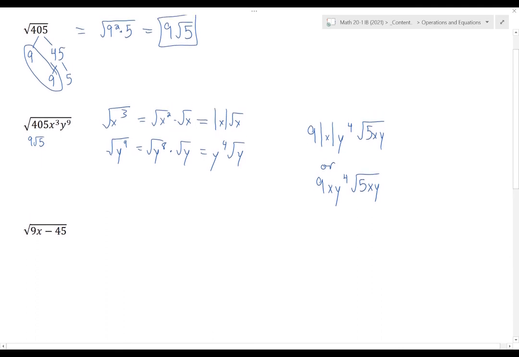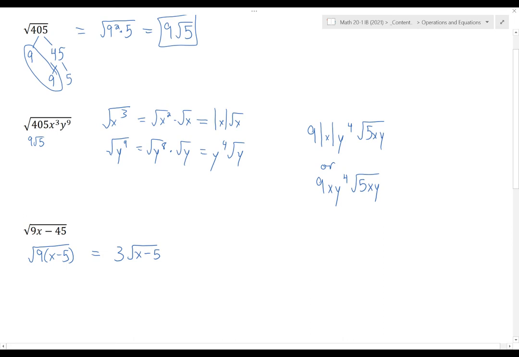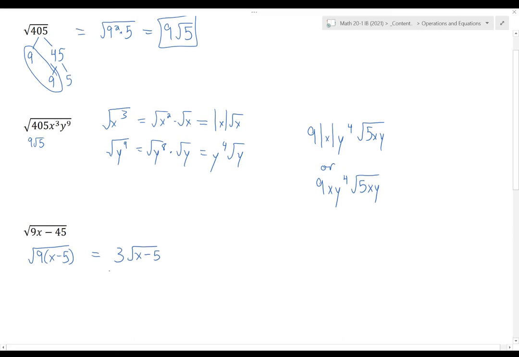So in the situation where we have an addition or subtraction inside that radical, we have to be very clear on the fact that it is factors that we can deal with here, not sums and differences. So before I can do anything with this radical, I need to have it in factored form. So this is the square root of 9 times x minus 5. Because 9 is a perfect square, I can then simplify this to 3 times the square root of x minus 5. But x minus 5 is not a perfect square, so I cannot simplify that any further.